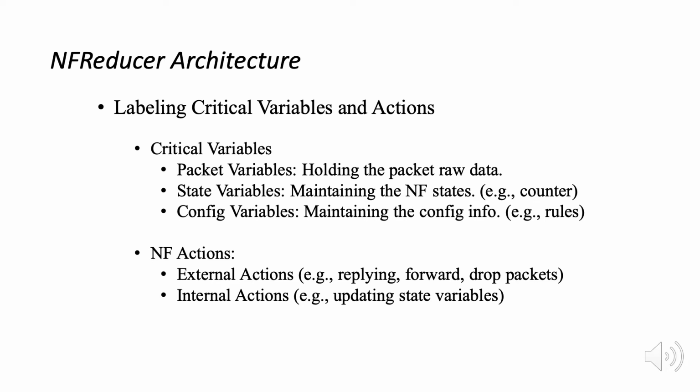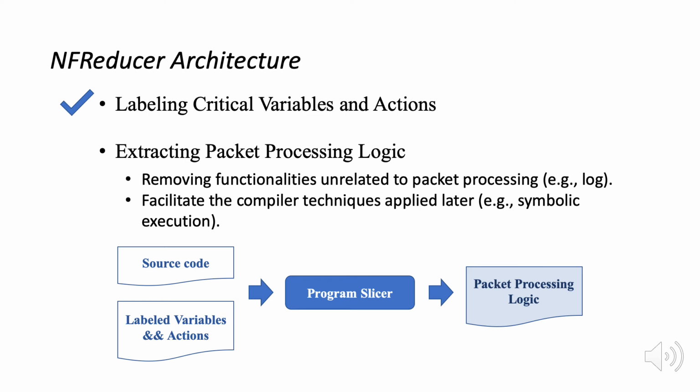External actions denote the action processing the packet, while internal actions manage the NF state. The current labeling job involves an operator, and we will automate it in the future. Next, NF Reducer will extract the packet processing logic for two reasons. First, we want to remove functionalities unrelated to packet processing, such as logging, to improve NF performance. Second, focusing on packet processing logic facilitates the compiler techniques applied later.